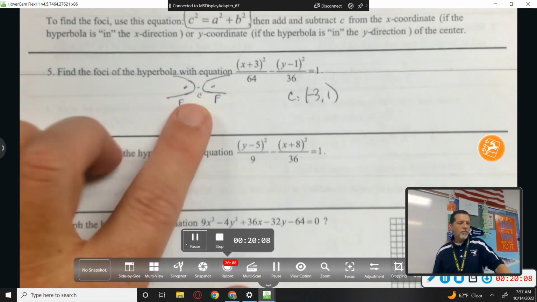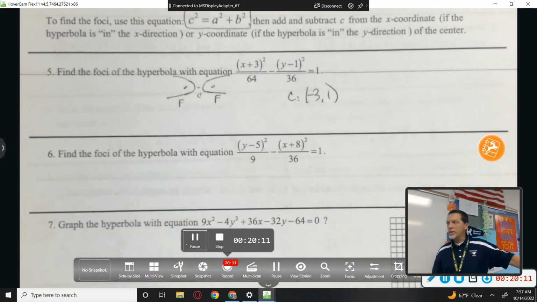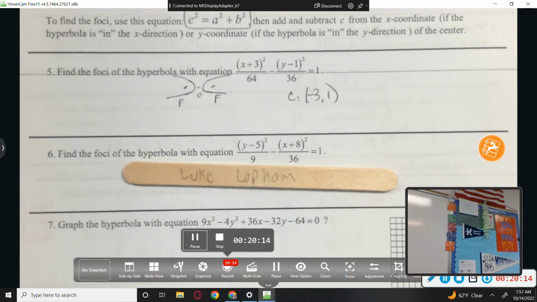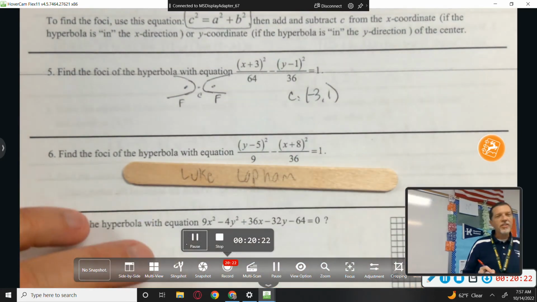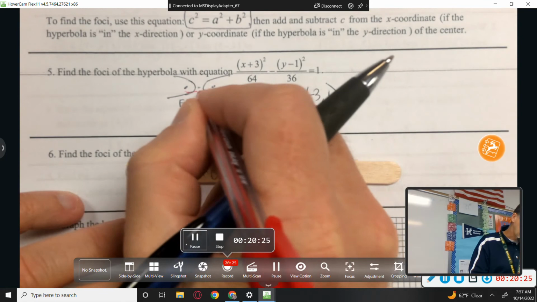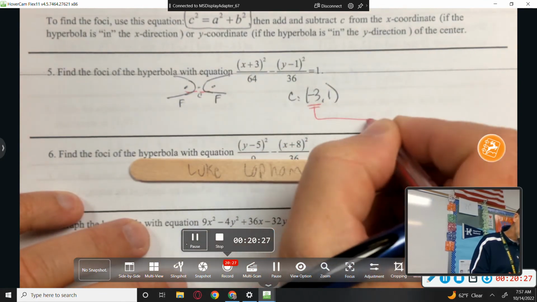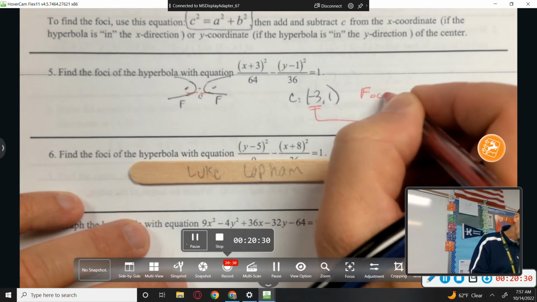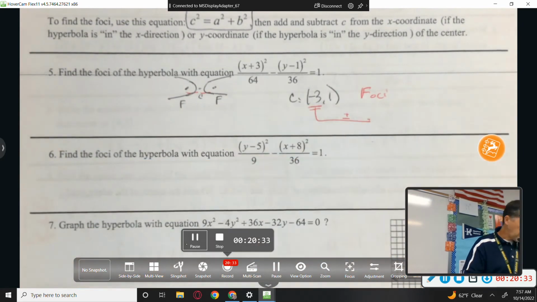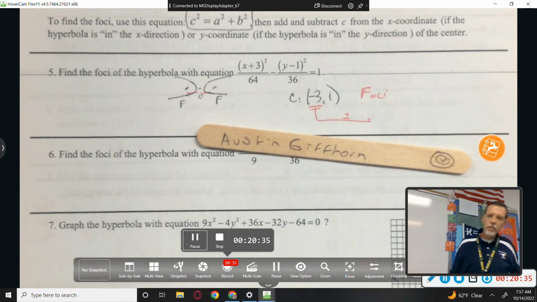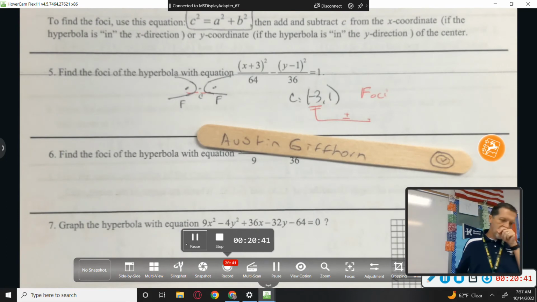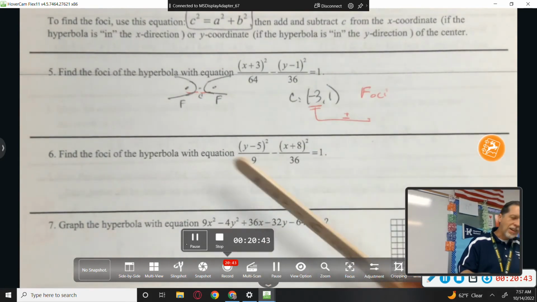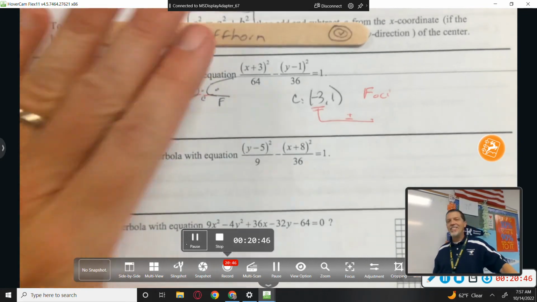If I want to get to the foci, Luke, which way do I need to go? You need to go left and you need to go right. I need to go left and right to get to my foci. So which coordinate should I adjust to get there? The x. So I'm going to go left and right to get to my foci. Austin, how many left and right am I going to go? Oh, wait, we don't know that yet. How do I figure out how many I go left and right? Do you know?